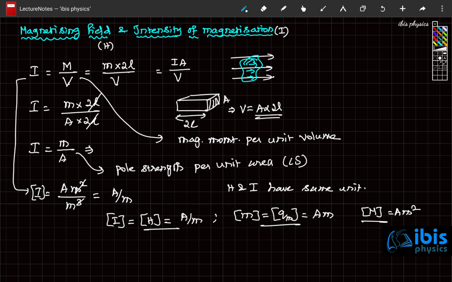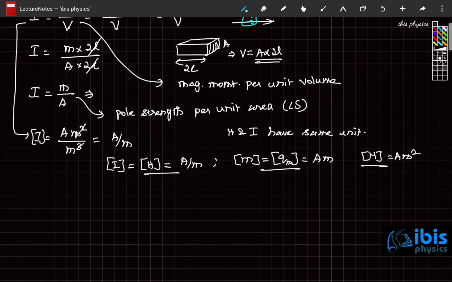You should be able to differentiate among these three quantities. Now let me talk about the relation between intensity of magnetization and magnetizing field. Usually the field we apply is H and the field that is developed is I. So we can say that H is the externally applied field, and I is the internally developed field.